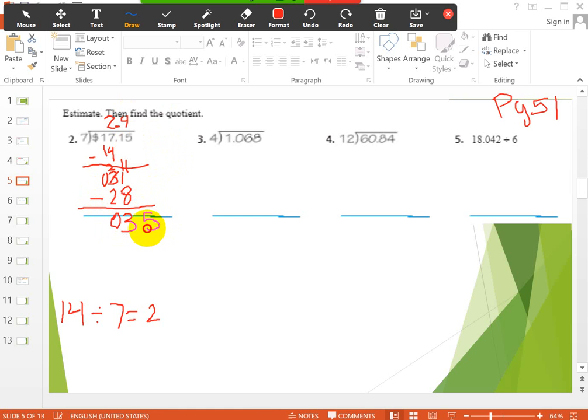Very easy. 35 divided by 7. What is the number that I will multiply with 7? The answer will be 35. Excellent. That's right. It will be 5. 5 multiplied by 7 equals 35. So I will write it here in the hundredths. 5 multiplied by 7 equals 35.